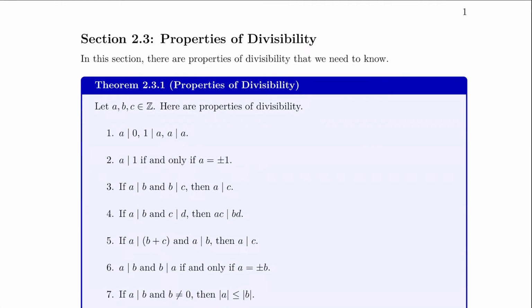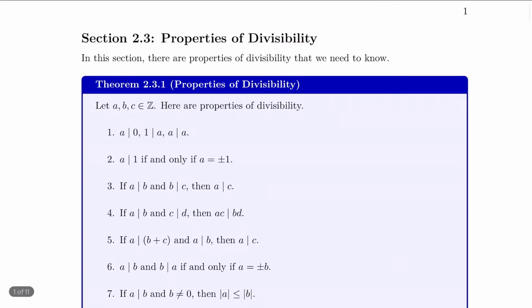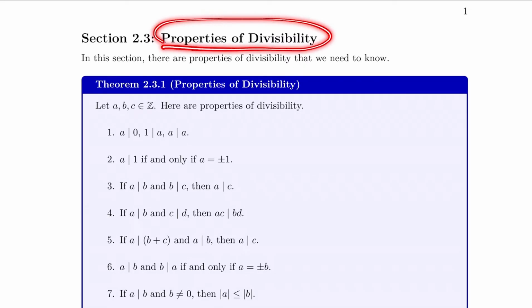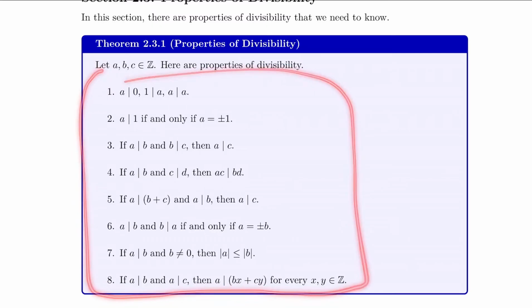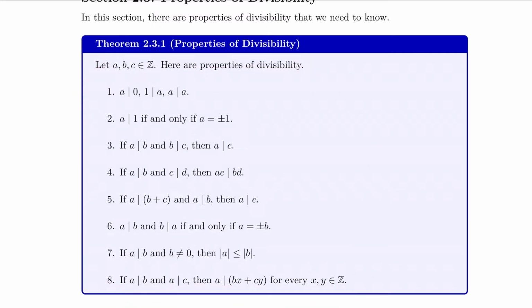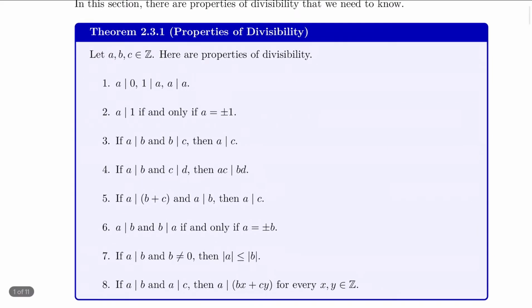Today we will take a look at section 2.3 with the topic of properties of divisibility. These are properties of divisibility that you need to know to prove theorems involving divisibility. Now, let's take a look at Theorem 2.3.1. We let a, b, and c be integers, and we have the following properties of divisibility.